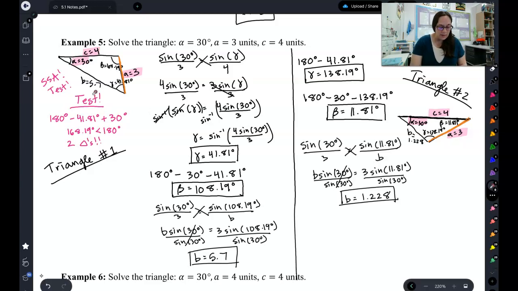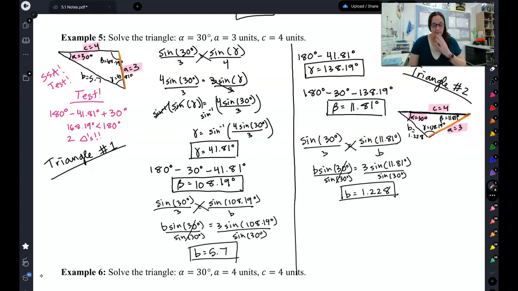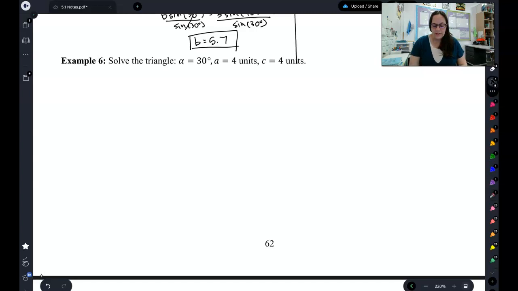Basically, anytime you have side-side-angle, you have to do this test. If it's less than 180, you've got two completely separate triangles you have to solve for. If it's greater than or equal to 180, there's only one triangle. Let's try one last example with this ambiguous case. Same thing, I have alpha equals 30 degrees. And this time, c is 4 and a is 4.